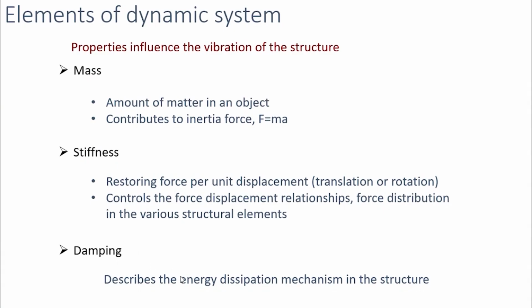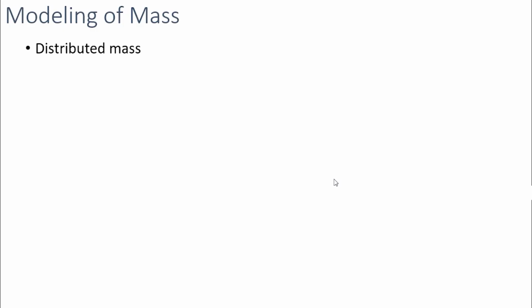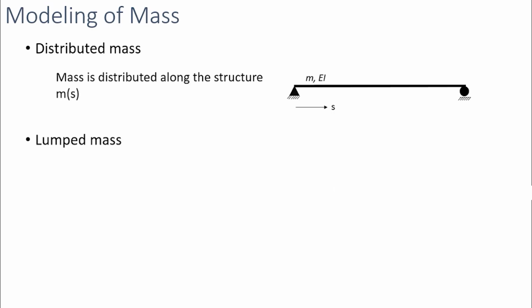The next property is damping. Damping is a description of the energy dissipation mechanisms in a structure. In a vibrating system, some part of energy is absorbed by the system due to many mechanisms, and damping describes all that. Now let's see how we will model the mass in a dynamic system. It can be treated as a distributed mass or lumped mass. So what is distributed mass?